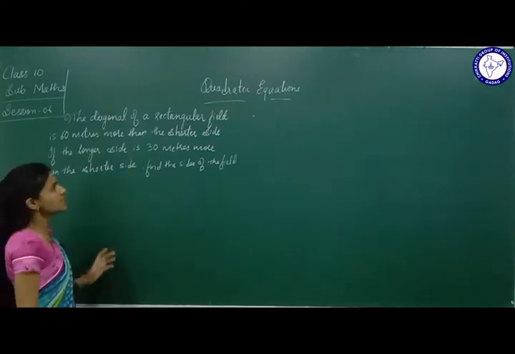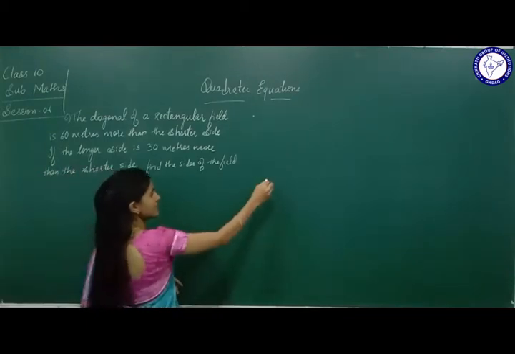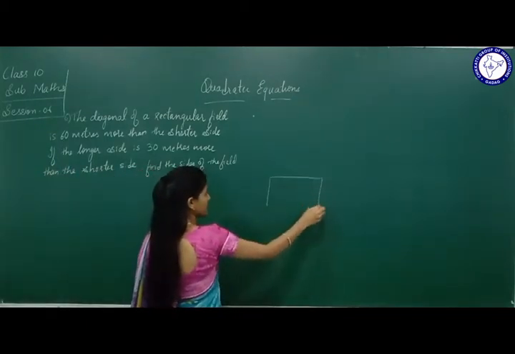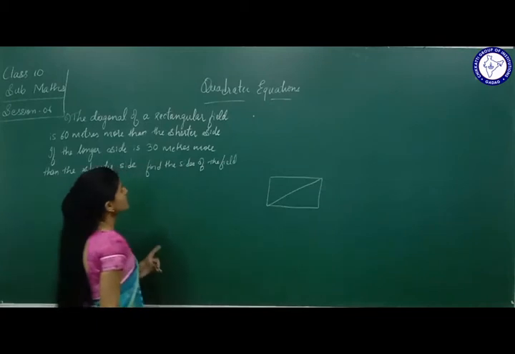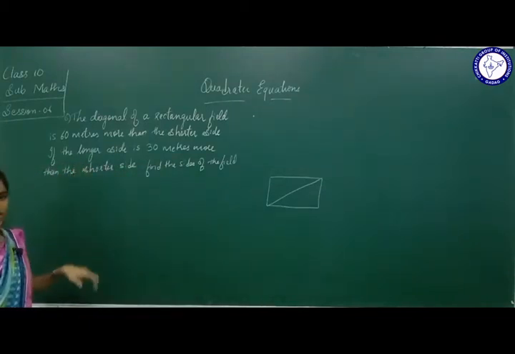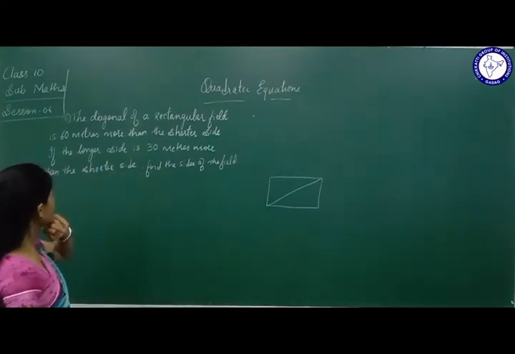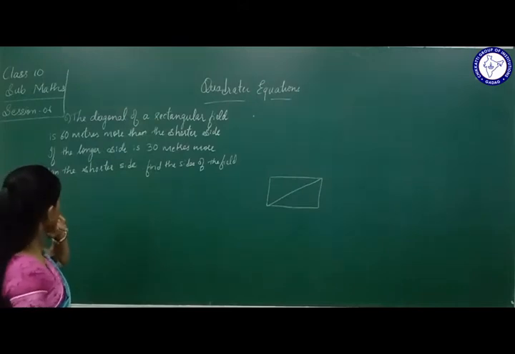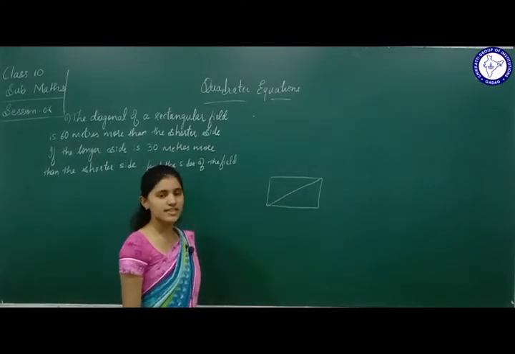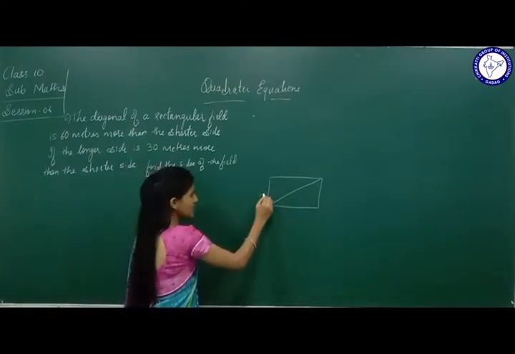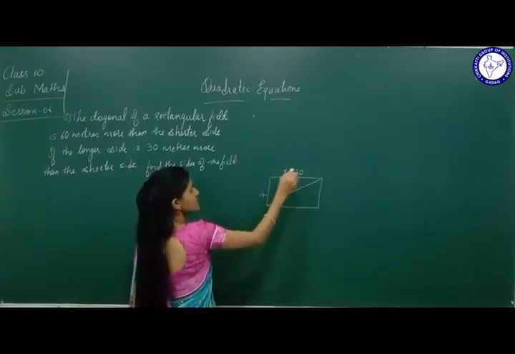They have given that the diagonal of a rectangular field is 60 meters more than the shorter side. The rectangular field will be like this, right? This is going to be the shorter side. If the longer side is 30 meters more than the shorter side, and we consider the shorter side as x, the longer side is going to be x plus 30.